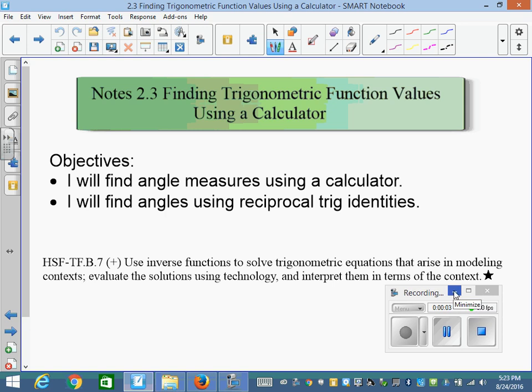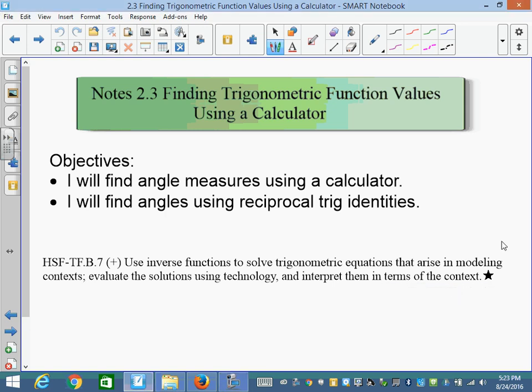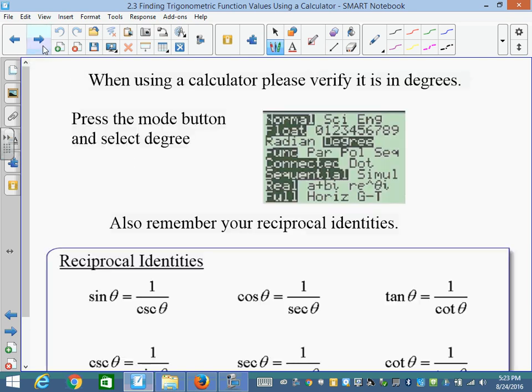Okay, we are looking at making this a fairly short lesson. This is all using the calculator to find trig values. So you're going to find angle measures using a calculator, and then you're going to find angles using reciprocal trig identities. That's the new one: the reciprocal trig identities. So, notes 2.3, finding trig function values using a calculator.